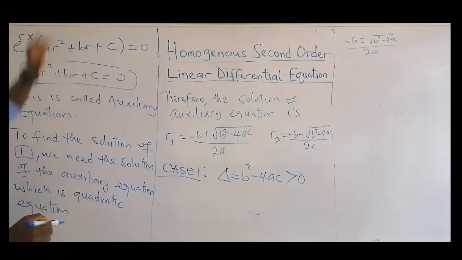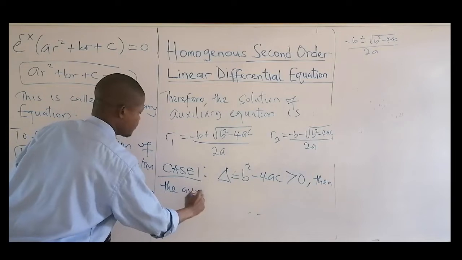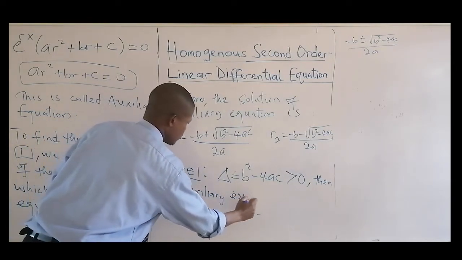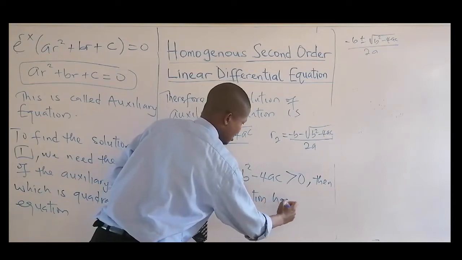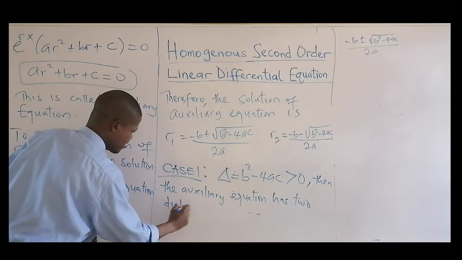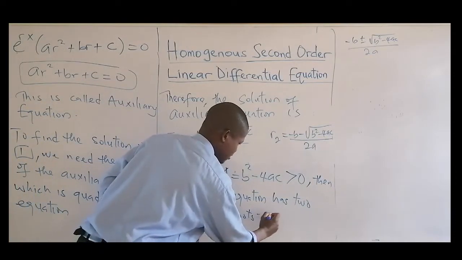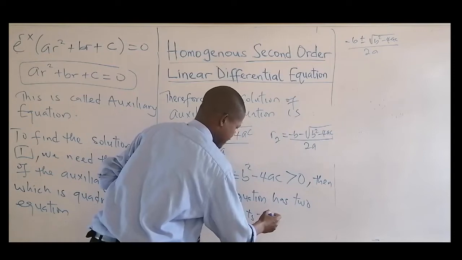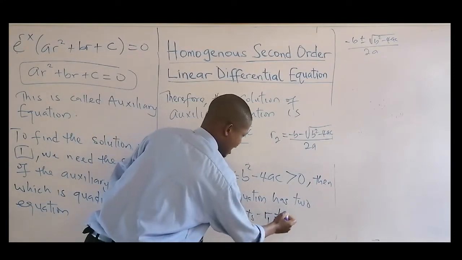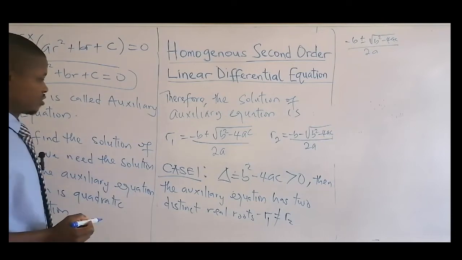Okay. If your discriminant b squared minus 4ac is greater than 0, then the auxiliary equation has two distinct real roots, in the sense that r is equal to... What we mean by that is that r1, the first one, is not equal to r2.